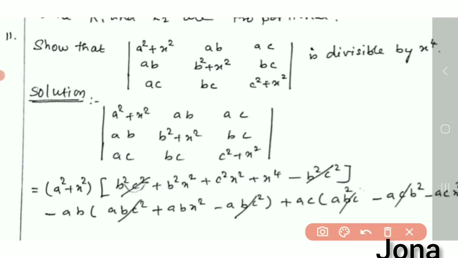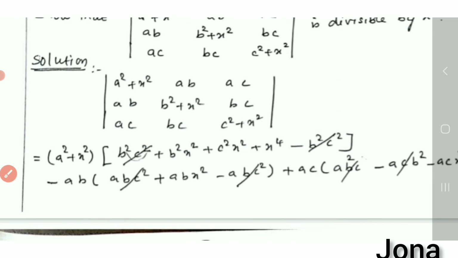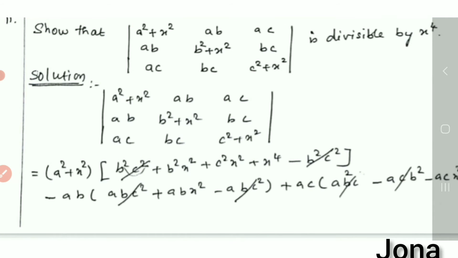And the next term is AC. We want to expand through the first row, isn't it? So AC into, we have to cross multiply these two. That means a b square c, minus, we have to cross multiply these two there. So if you cross multiply these two, what else we got there? ACB square minus AC x square equal to, so this is the determinant value now, isn't it?